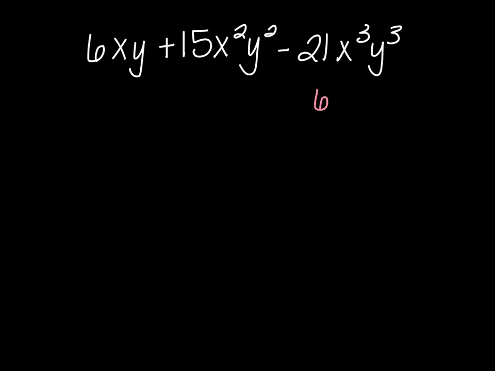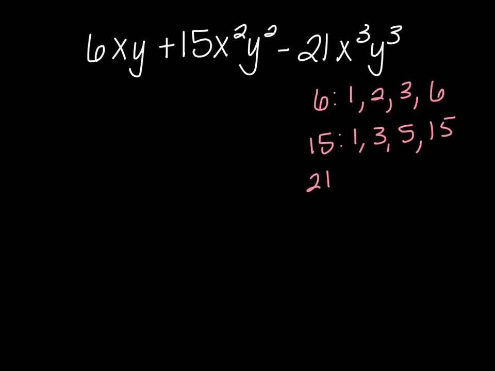So for 6, I'm just going to write them all out this time. 1 goes into it, 2, 3, and 6. 15: 1, 3, 5, and 15. 21: 1, 3, 7, 21. So the greatest common factor that we have in all of them would be 3.